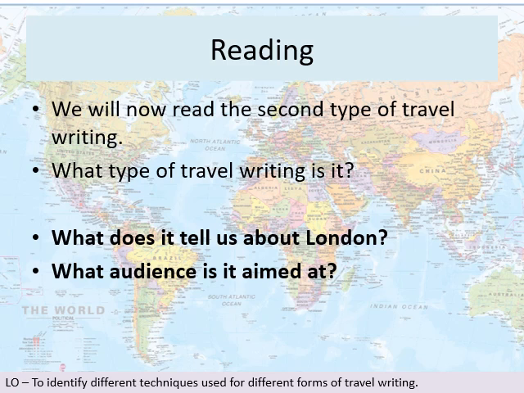Okay, we just read that piece. Pick two things out that it tells us about London, write them down, and what audience is it aimed at? Who do you think the writer would like to read that? Who's he aiming that piece of writing at? And then when you've done that, we will go on and read the next piece of travel writing and do the same thing with that.